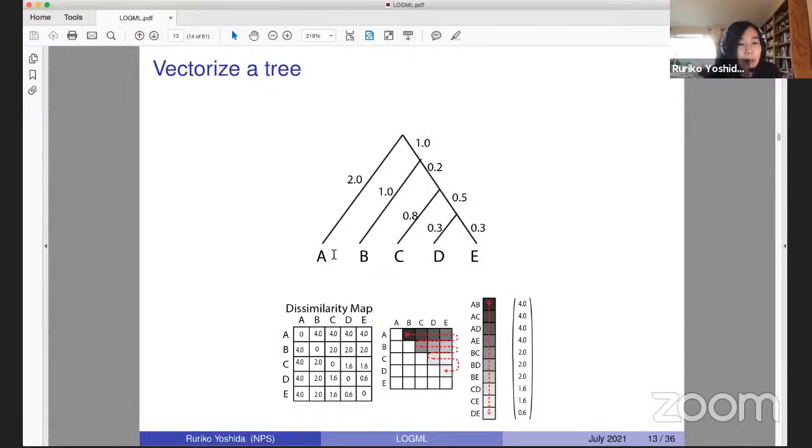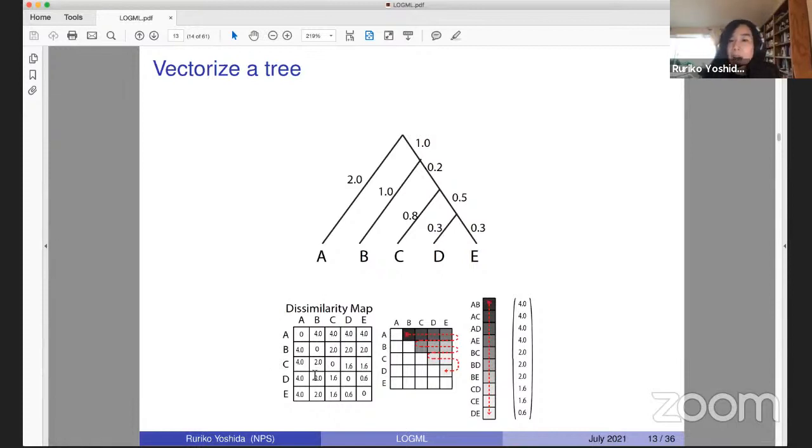So first calculate this similarity map, that's the pairwise distances between leaves. For example, I have this one: that's AB, the distance from leaf A to leaf B. So 2 plus 1 plus 1 is equal to 4. And I pick this one, that's BC, the distance from B to C. So 1 plus 0.2 plus 0.8 is equal to 2. Okay, so you calculate that.